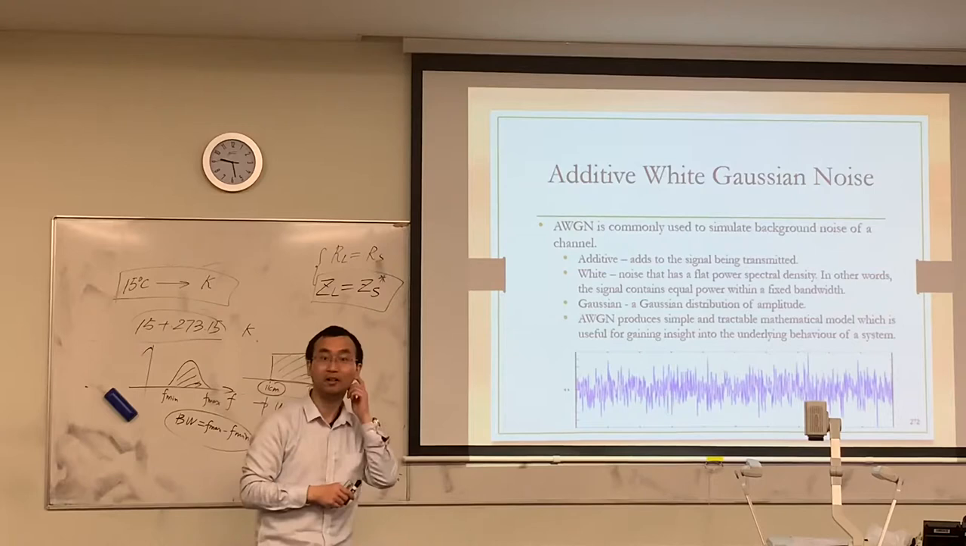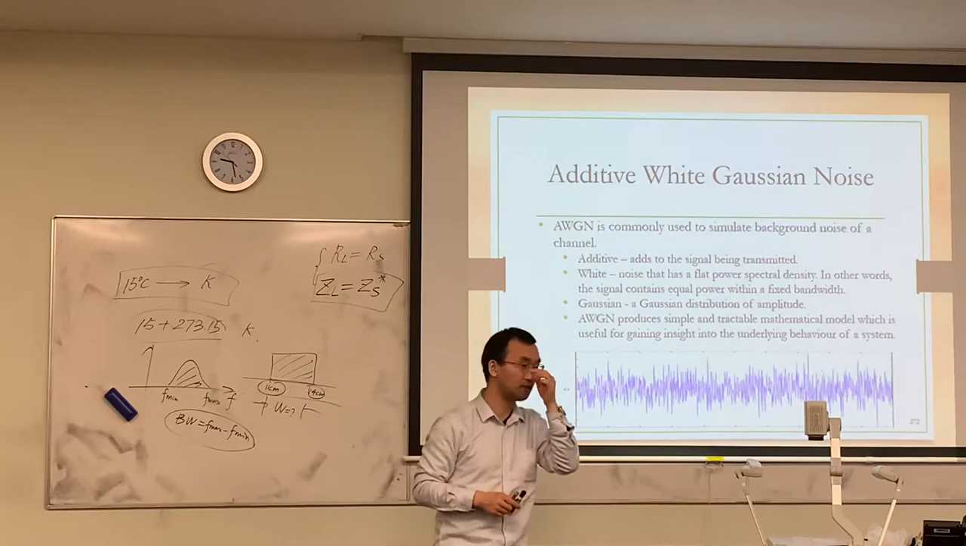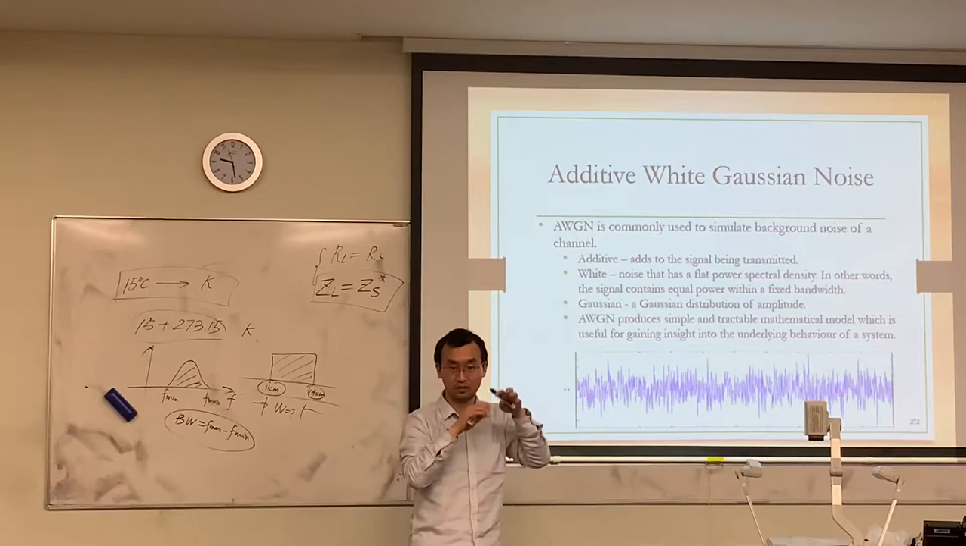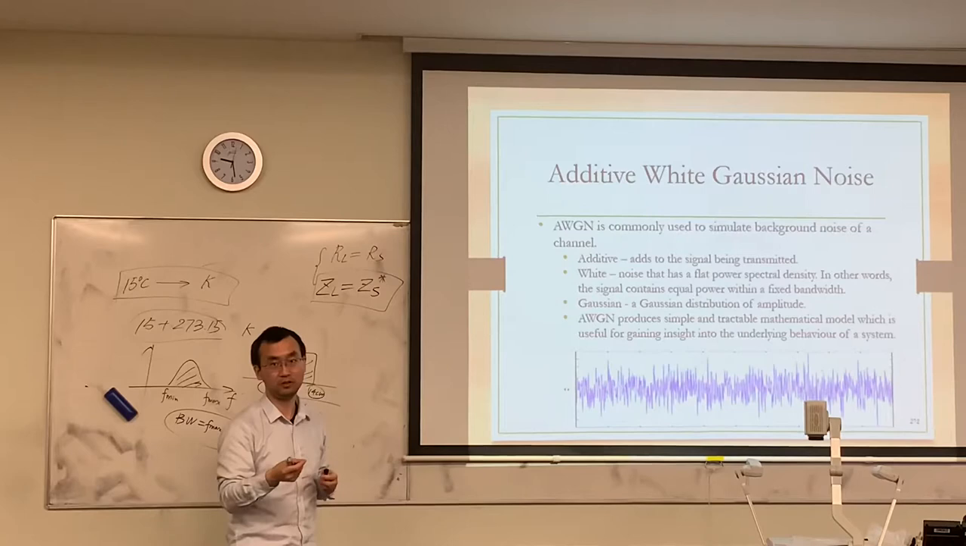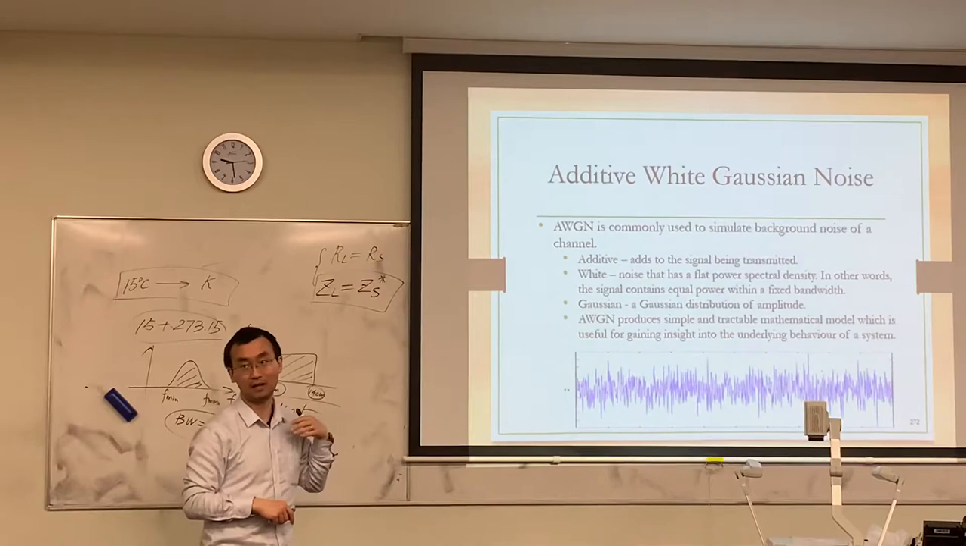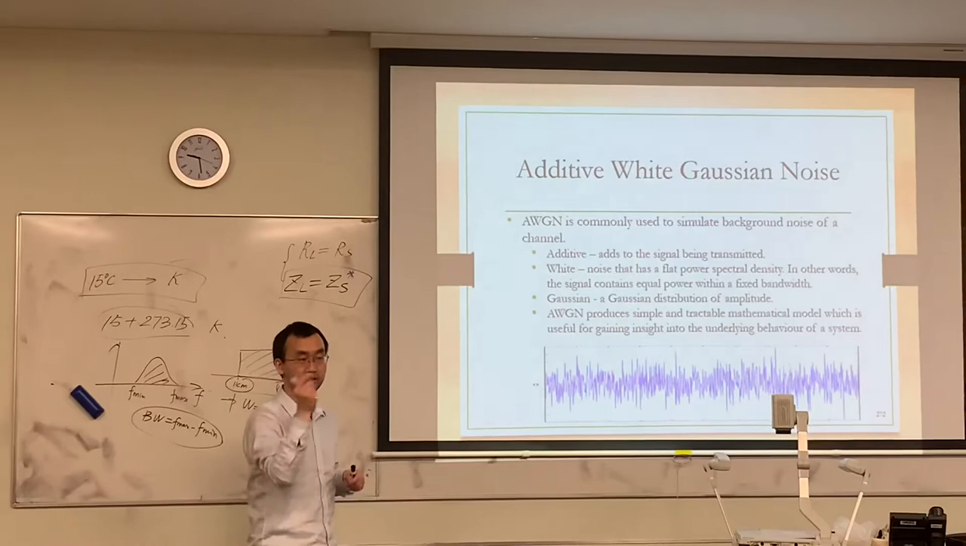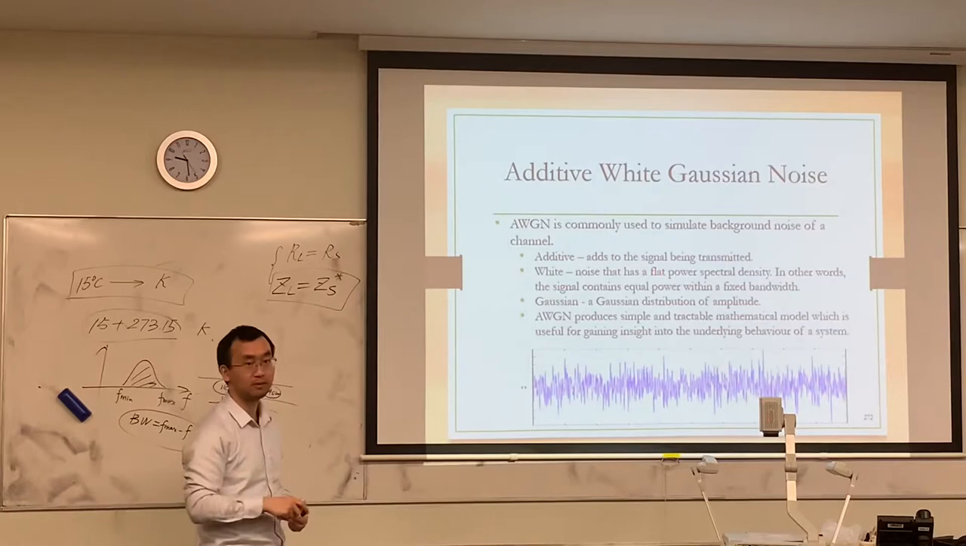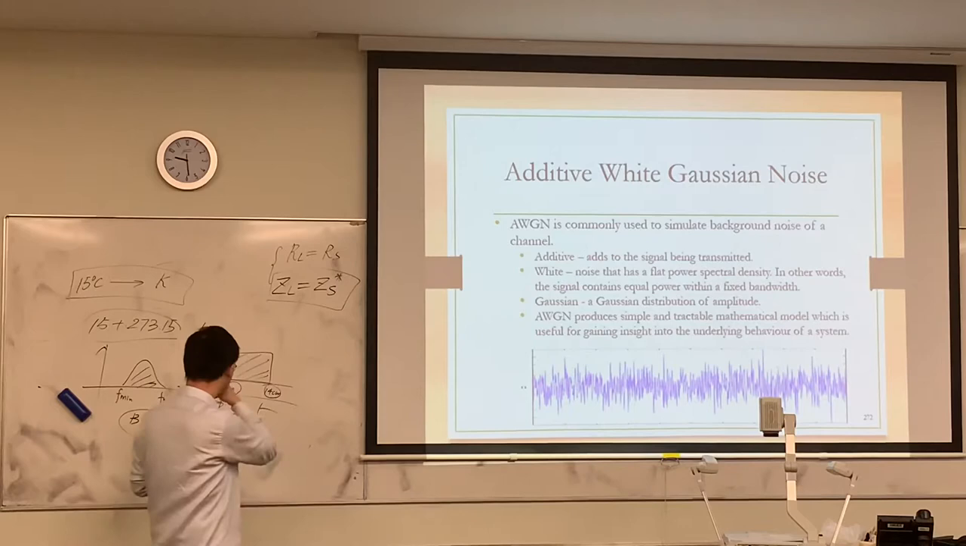Because when you design a system, you want to use a computer to simulate the system, right? Simulate the system to make sure your system can work in reality. So you need to purposely introduce some noise to your model. This is called the artificial noise created by ourselves, by humans. Additive means you can add this noise to any signal, just using the plus. White, what does it mean by white? White means the power density of this noise.